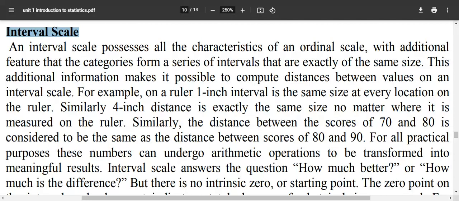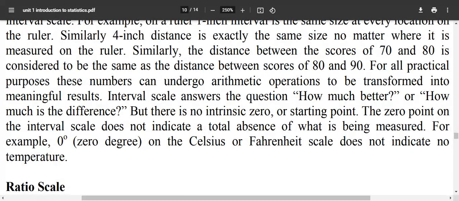यानी कि 10 का interval है 70 से 80 और 80 से 90 के दरमियान. For all practical purposes, these numbers can undergo arithmetic operations to be transformed into meaningful results. Interval scales answer the questions how much better or how much is the difference, but there is no intrinsic zero or starting point. The 0 point on the interval scale does not indicate a total absence of what is being measured. For example, 0 degree on the Celsius and Fahrenheit scale does not indicate no temperature.